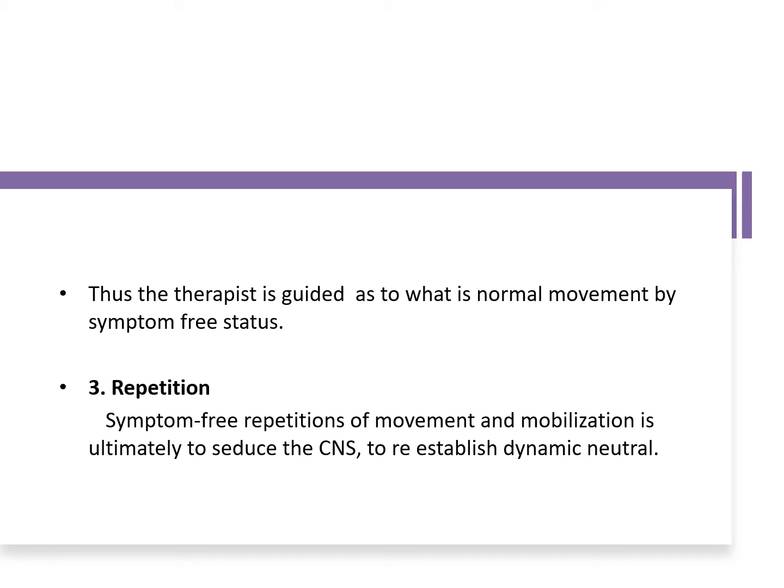Now coming to the third concept, which is repetition. Symptom-free repetitions of movement and mobilization are ultimately to seduce the CNS to re-establish dynamic neutral. So when you do repetitions, you will be reducing the ailment a lot. You will be reducing pain a lot. You will be correcting it further. So repetition is key to Mulligan's concept. You need to repeat at least 10 times in 3 sets and you will see a lot of change in a patient.